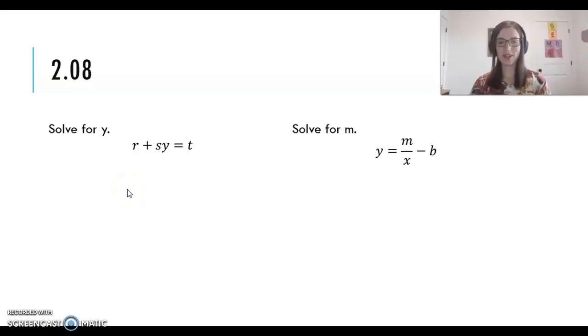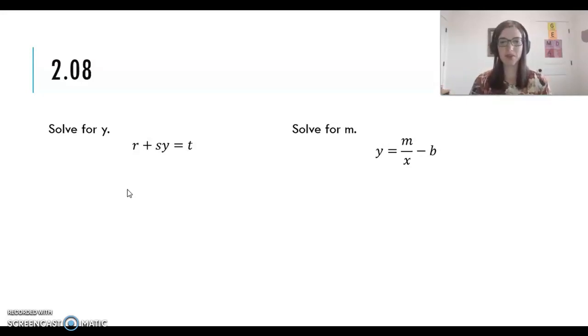When solving literal equations, notice that there's a lot of variables and not that many numbers. So in our cases, there's no numbers, there's just a bunch of variables. But how we solve these is the same way that we would solve other equations. We just can't combine like terms because there's not any like terms.